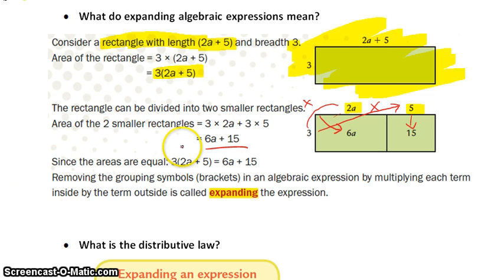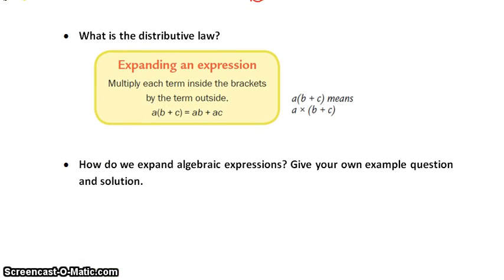But because the areas are equal, all I need to do to remove the grouping symbols in an algebraic expression is to multiply each term inside by the term outside, and that's what we call expanding. Okay, let me explain that more to you because it's probably a bit confusing at the moment.